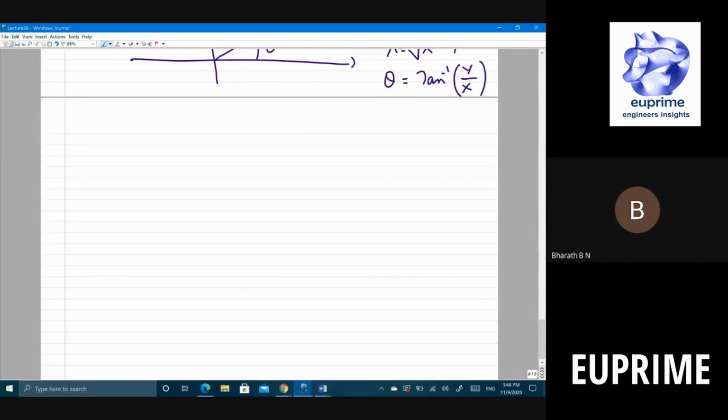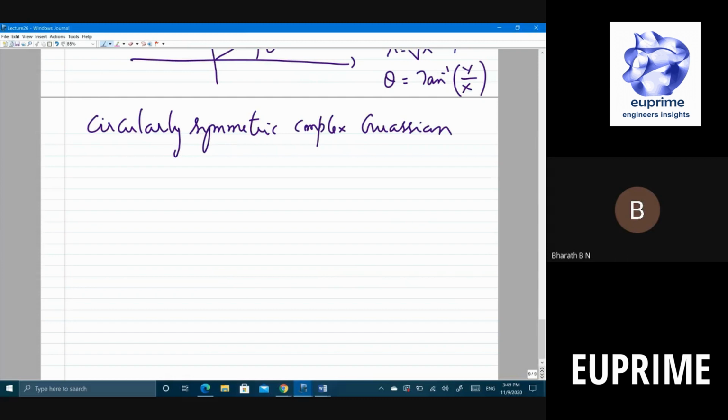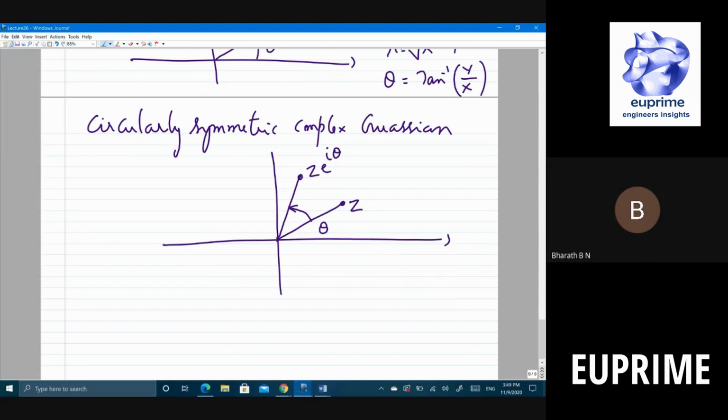Okay, now what do you mean by circularly symmetric? So let's look at the circularly symmetric complex Gaussian. I won't again do it very formally, but let's look at some intuition, right? So what do you mean by circular symmetry? The moment you have a complex Gaussian random variable, that's a point in the complex plane, right? So if I rotate it by an angle of theta, I get, for example, a vector like this, right? Do you agree? So if this is Z, what should this be? If I want to rotate it by an angle of theta, I multiply by e to the power iota theta. If I multiply by e to the power iota theta, it amounts to rotation by an angle of theta. Is that fine?